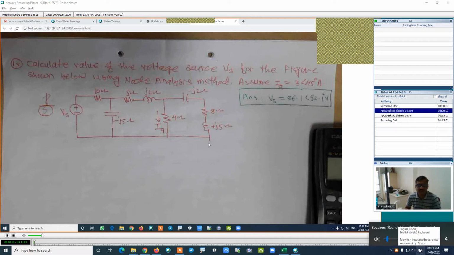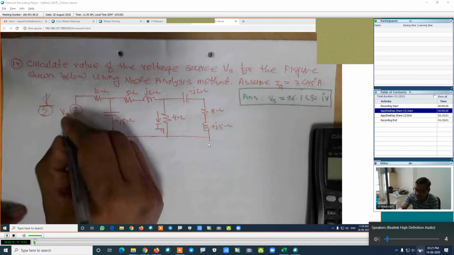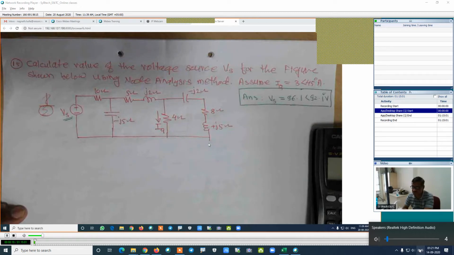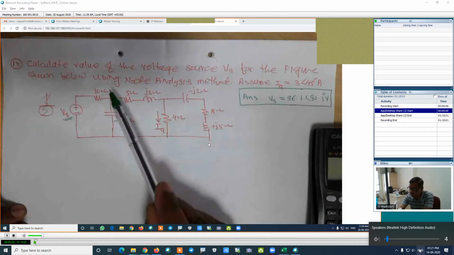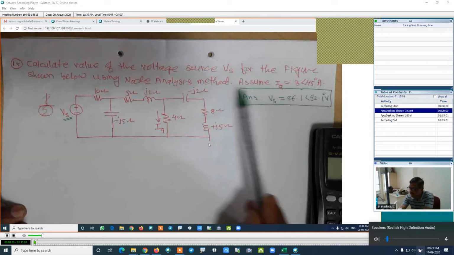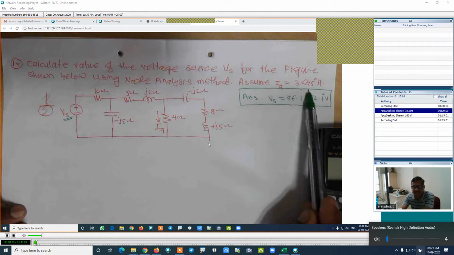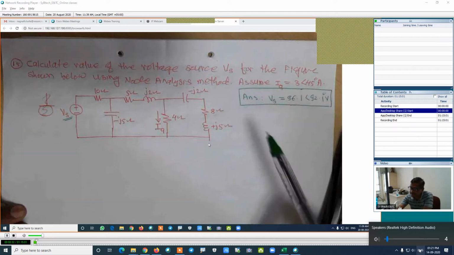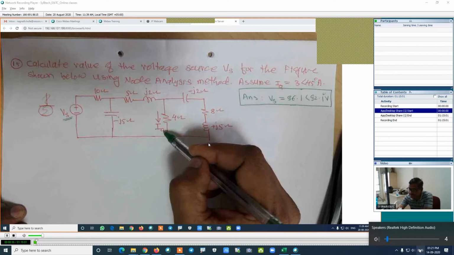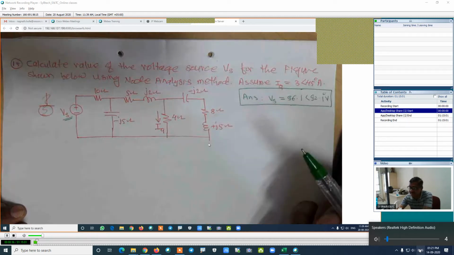Calculate the value of the voltage source Vs for the figure shown below. In this case, we are interested in the calculation of Vs, this source. For the figure shown below, using the node analysis method, assume IA is 3 angle 45 degrees. You see, this current IA is given, and we are interested in the calculation of the voltage.